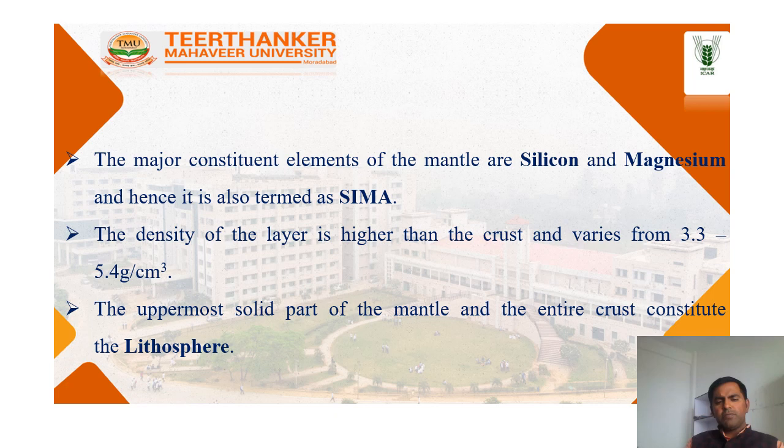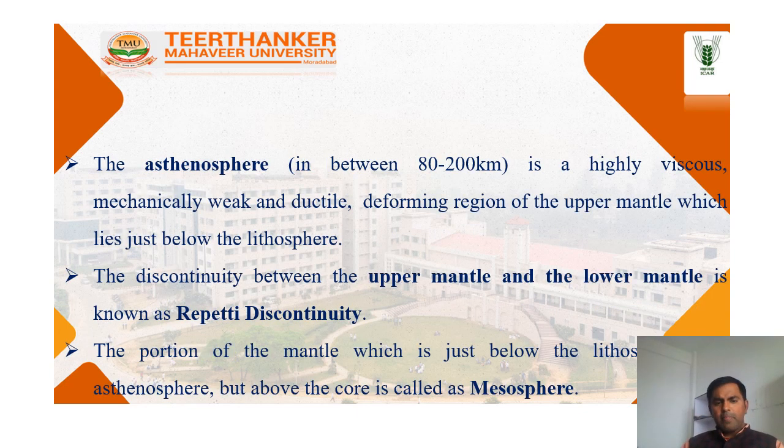All human beings, all the living and non-living organisms, are found in this lithosphere. That is why it is the most important. Then just below the lithosphere is the asthenosphere. It is about 80 to 200 kilometers, highly viscous in nature, weak and ductile.